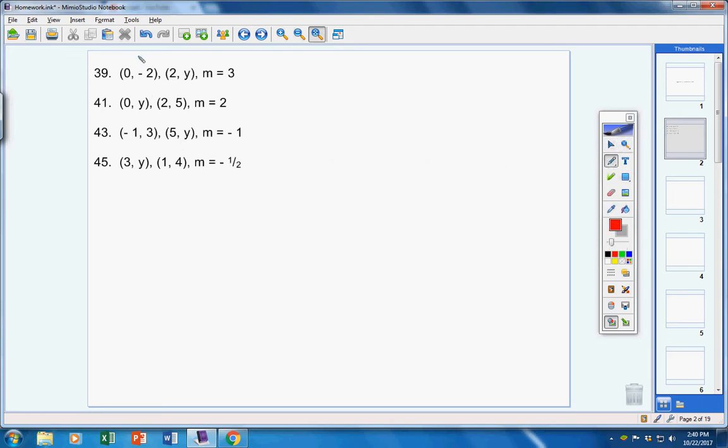Watch carefully, please. Here's my x, here's my y, here's my x, here's my y, here's my slope. Alright, so I have m equals y minus y over x minus x. Okay, so for m, I'm going to substitute 3. My first y is -2 minus my second y is y. My first x is 0. And my second x is 2, so -2. Okay?